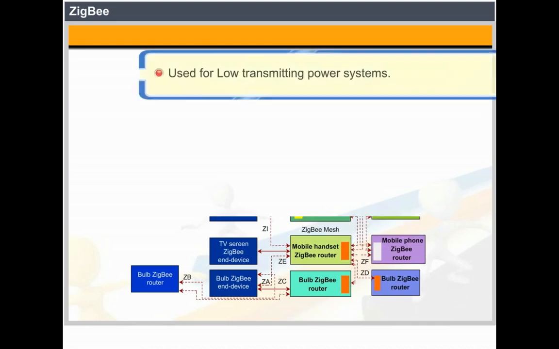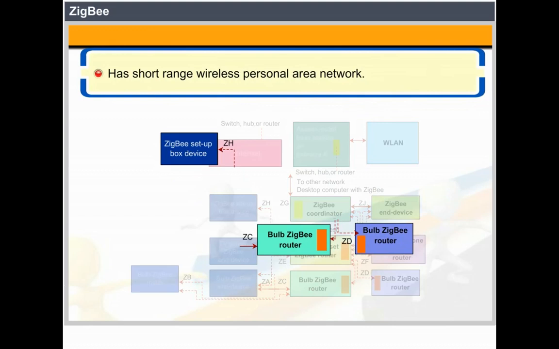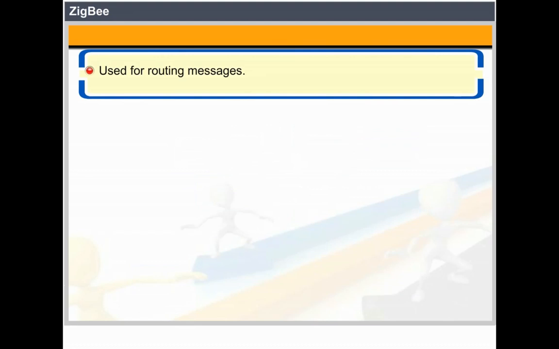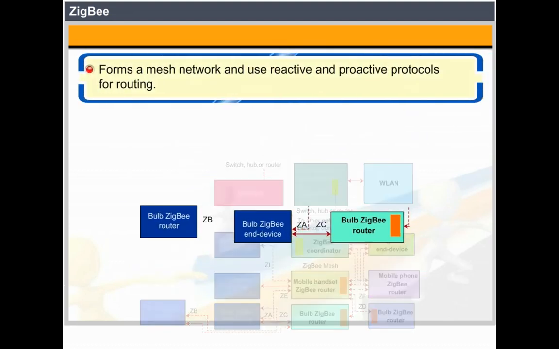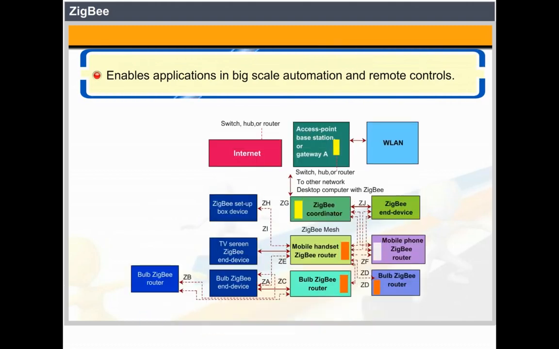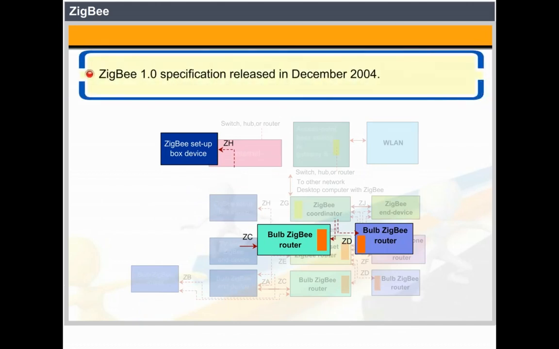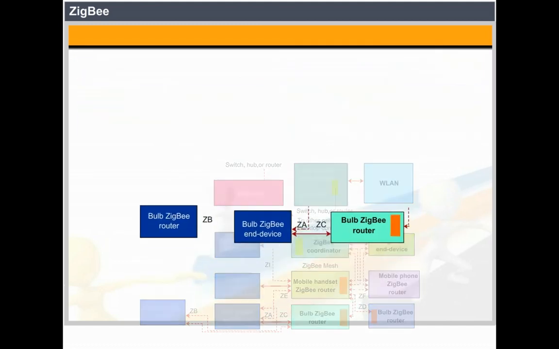ZigBee for low transmitting power systems. Short-range wireless personal area network used for routing messages. ZigBee devices form a mesh network and use reactive and proactive protocols for routing. Enables applications in big scale automation and remote controls. ZigBee is a suite of high-level communication protocols. ZigBee 1.0 specification released in December 2004.